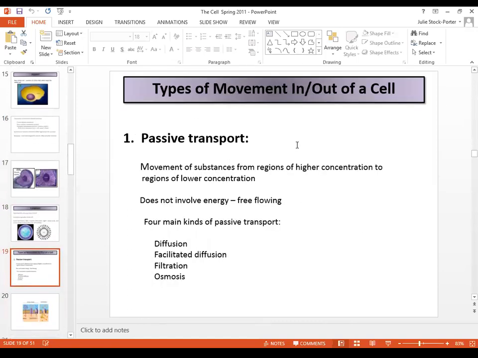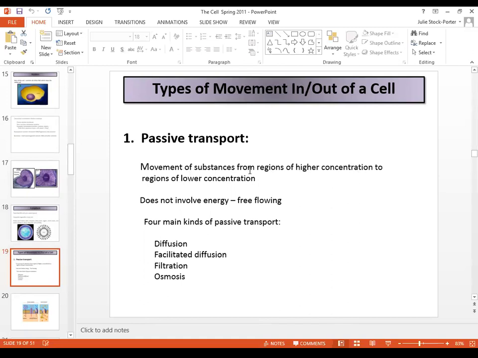All right, now we're talking about movement within the cell. You'll see in your textbook there are two types: passive transport and active transport. Passive transport is just what you think. It's very easy, graceful and gradual, and it does not require energy. We don't use ATP for it. It's the movement of substances from regions of higher concentration to lower concentration.